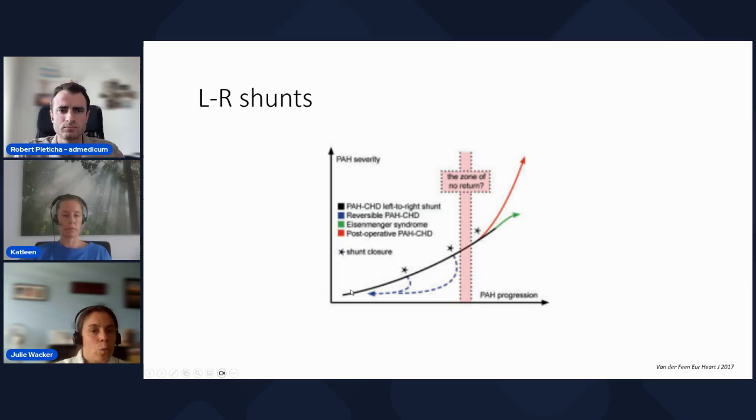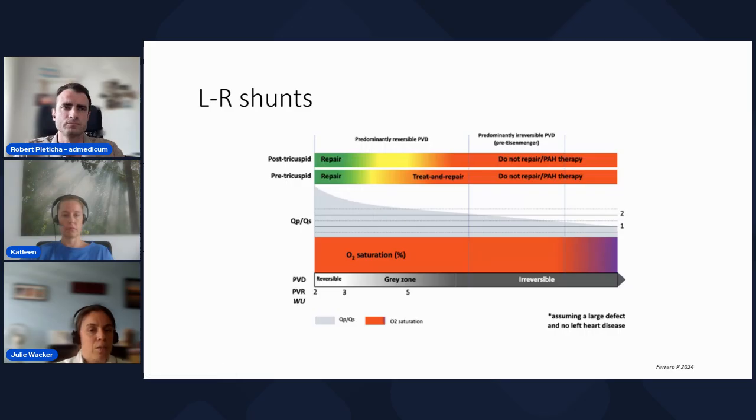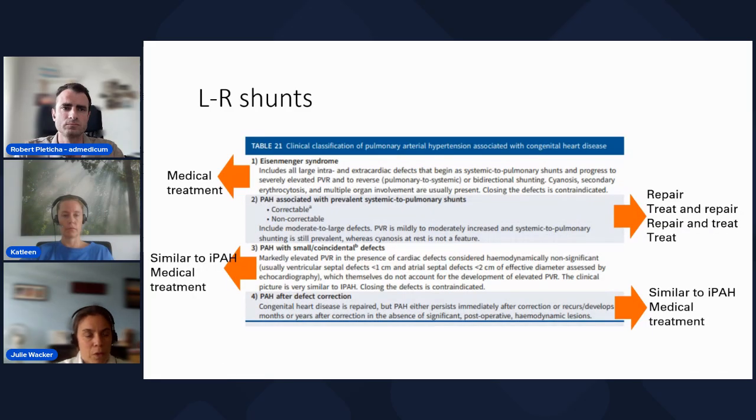So, we know that with every left to right shunt, we have an opportunity to close the shunt before getting to a zone of no return, after which, if you close the shunt, you can have persistent pulmonary hypertension because your pulmonary vascular disease is so advanced that it becomes irreversible. Or if you leave the shunt open, you can have Eisenmenger syndrome. It's very tricky to know exactly when you hit that zone of no return. I'm going to pass on this for the sake of time.